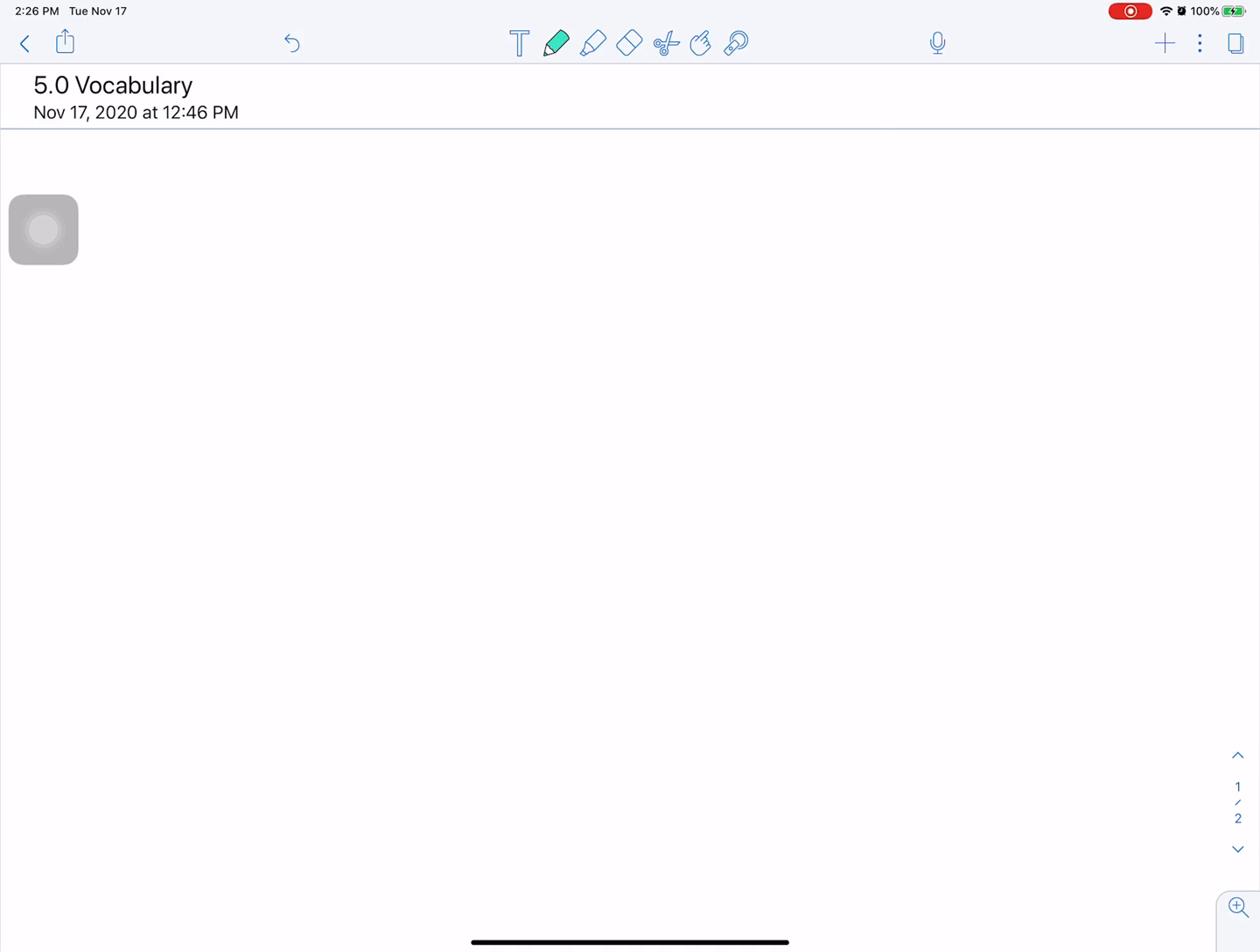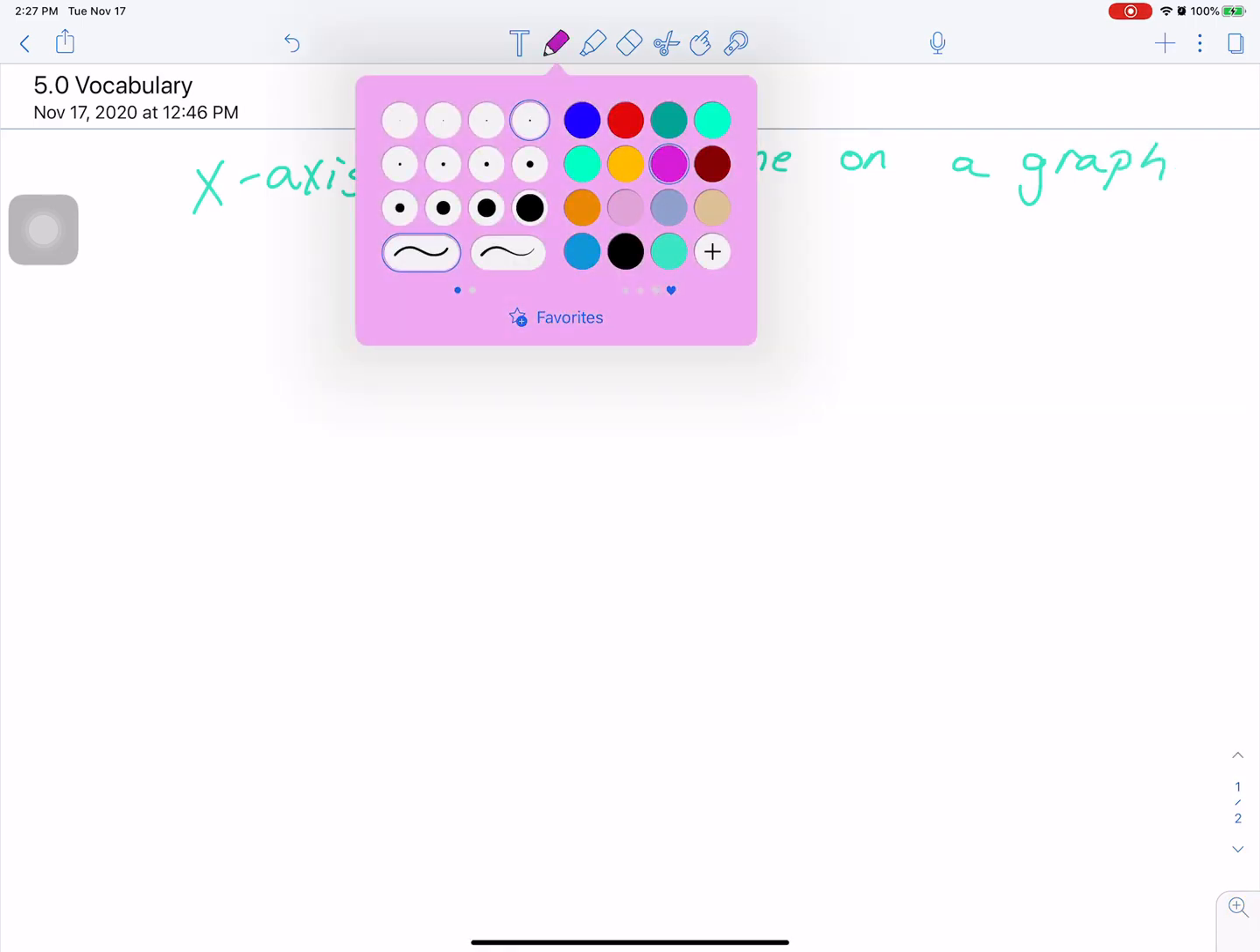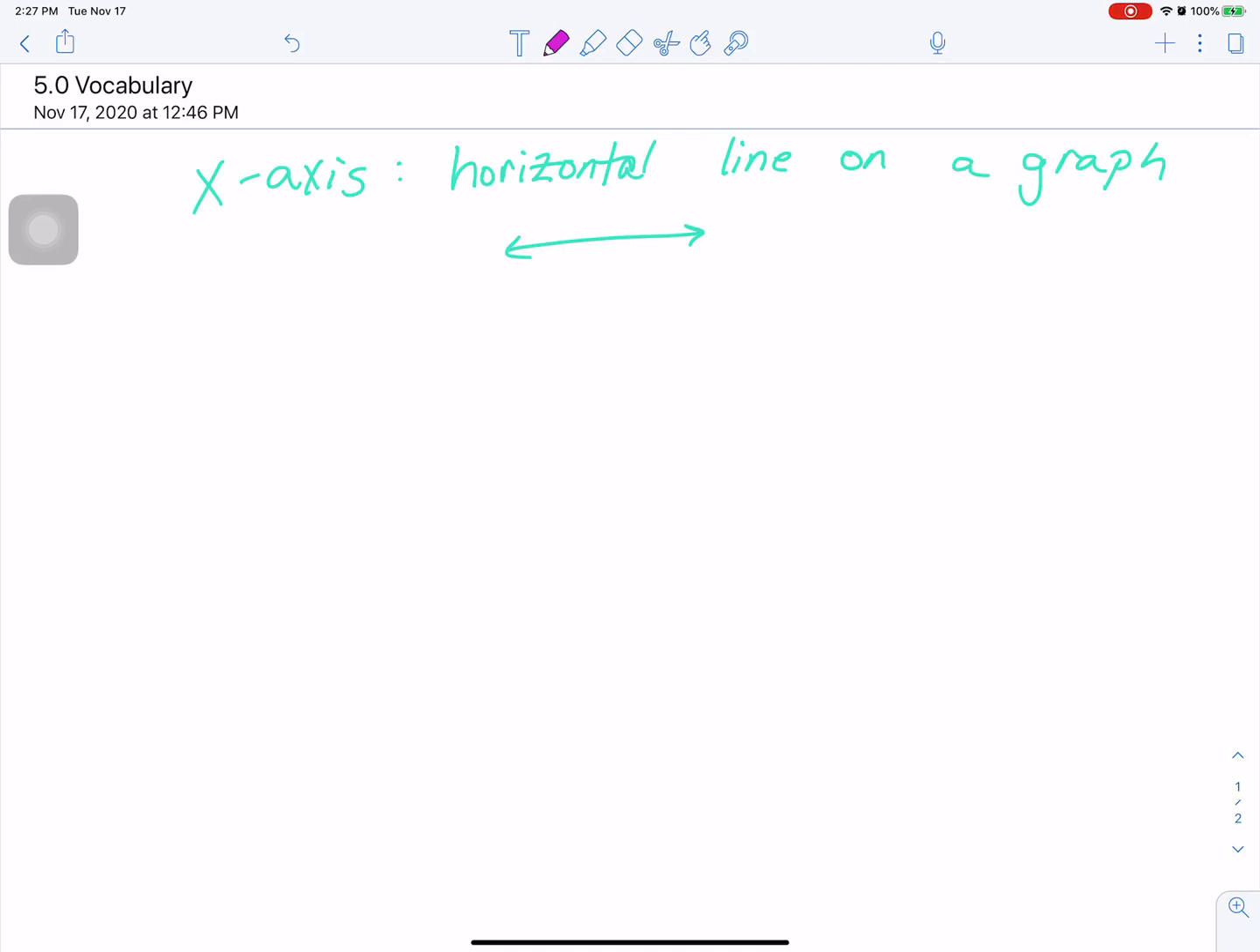We're going to write in some vocabulary, and then you need to be putting these into your vocabulary notebooks. The first word is x-axis. An x-axis is the horizontal line on a graph. And remember that horizontal is going that direction. And then these should be going in alphabetically, so this should be in the letter X.